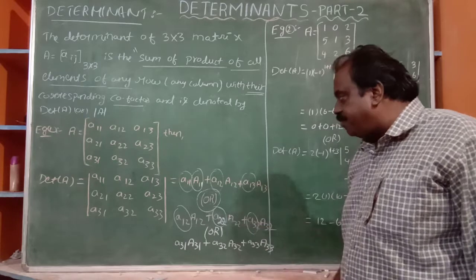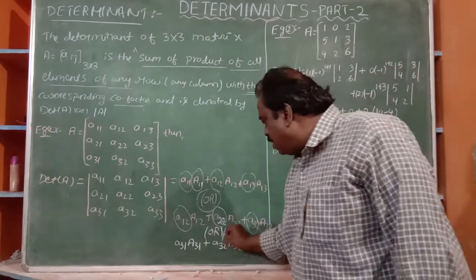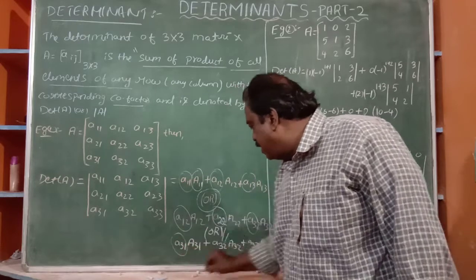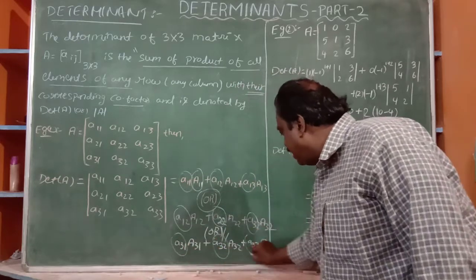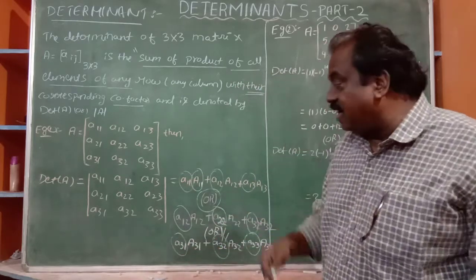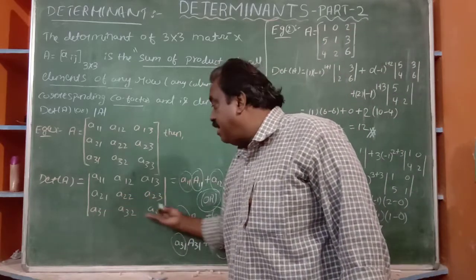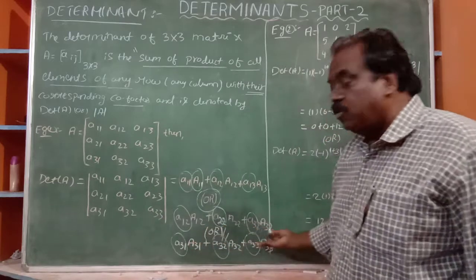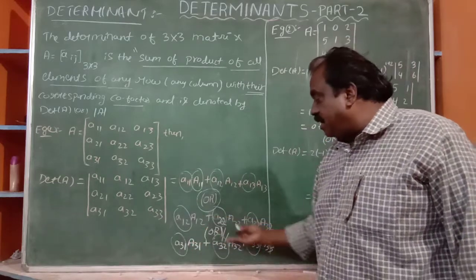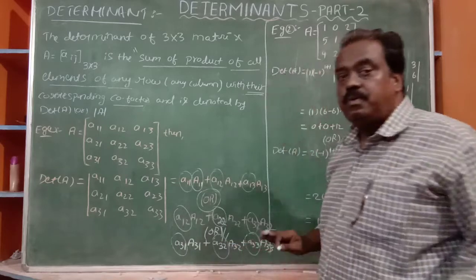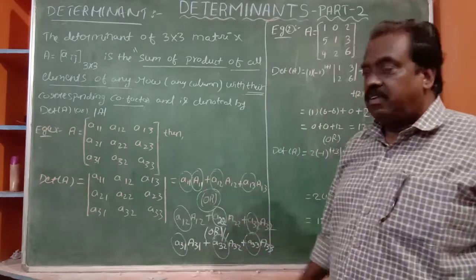Or otherwise I am taking A31, A32, A33. That means it is the third row. I am expanding the determinant along the third row. Third row elements are there and the corresponding cofactors are there. You apply any one, not all.